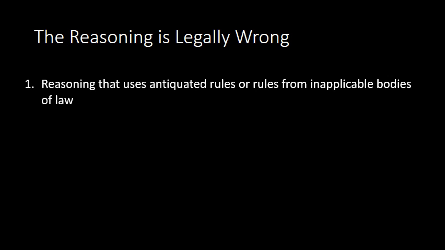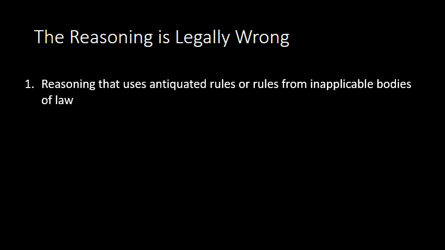The second way answer choices can be wrong is that the reasoning is legally wrong. There's something wrong with the rule or the analysis. And this is most likely what is wrong with the answer choices. This is how we get our true distractors, the answer that looks right, but it isn't right. So this can be done in a variety of ways.